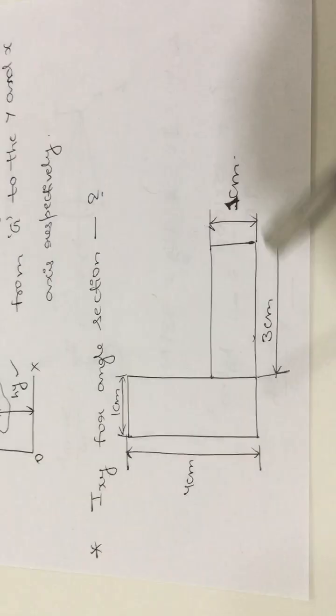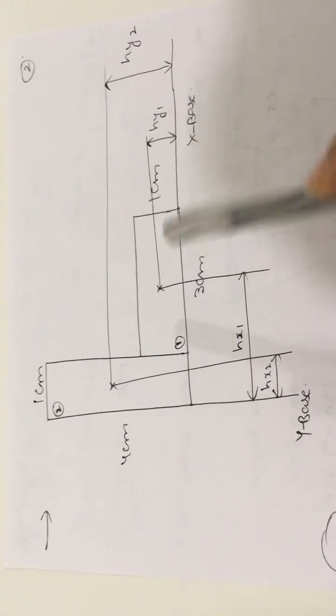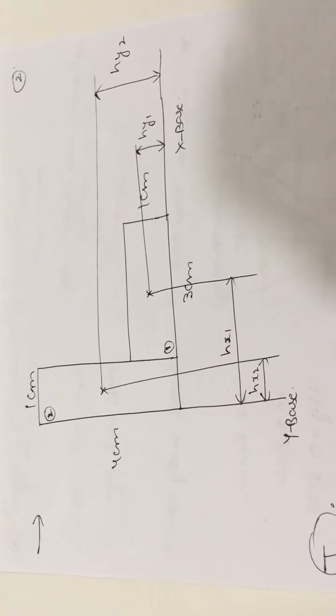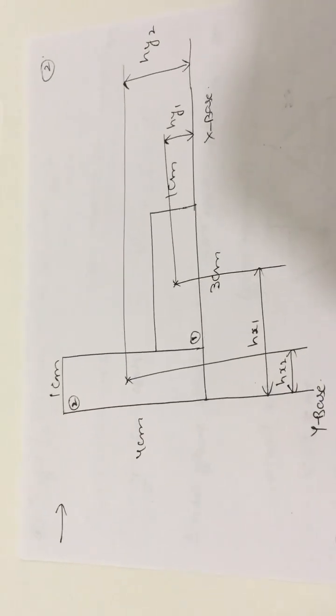Now we will see the procedure for this L section. Now actually this is the main diagram. So we need to draw the main diagram, the given diagram, once again in this manner, and locate all h distances to the x axis and y axis, and the location of the centroids also.